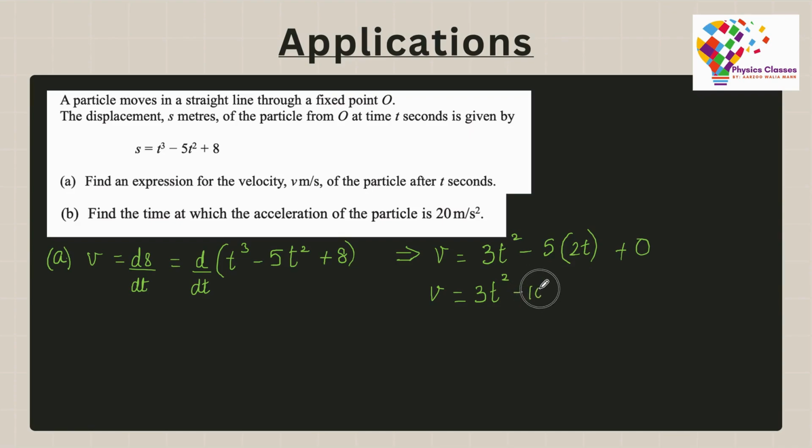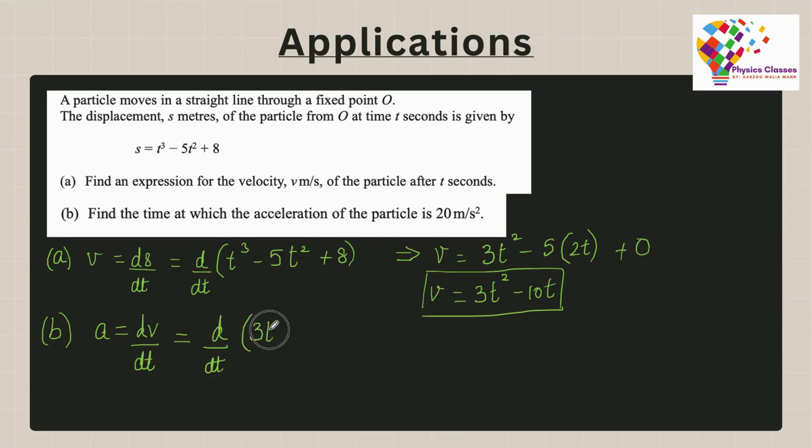The B part says find the time at which the acceleration of the particle is 20 meters per second square. To find the time, first I will have to find out the expression for acceleration. So what I can do is I take the derivative of velocity. I have the velocity function. I differentiate it with respect to time and get my acceleration. So acceleration is dv by dt, which further means it is d by dt of 3t square minus 10t. If I take the derivative of 3t square, it is 6t and for 10t it is just 10. So my acceleration expression comes out to be 6t minus 10.